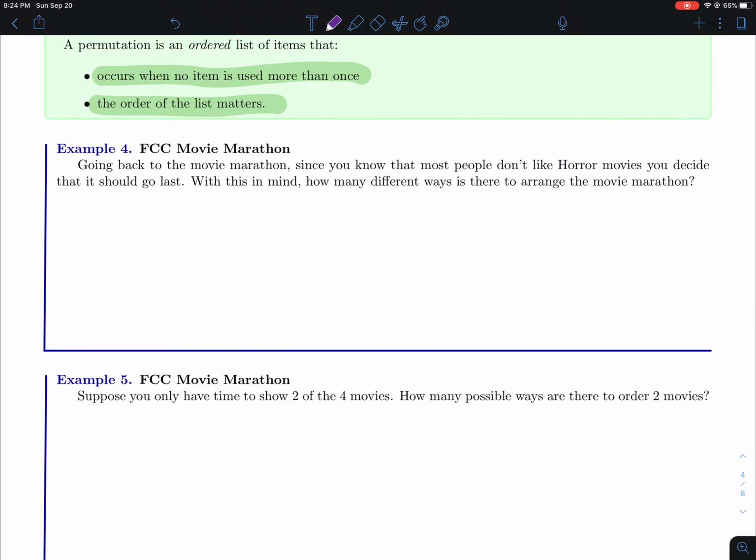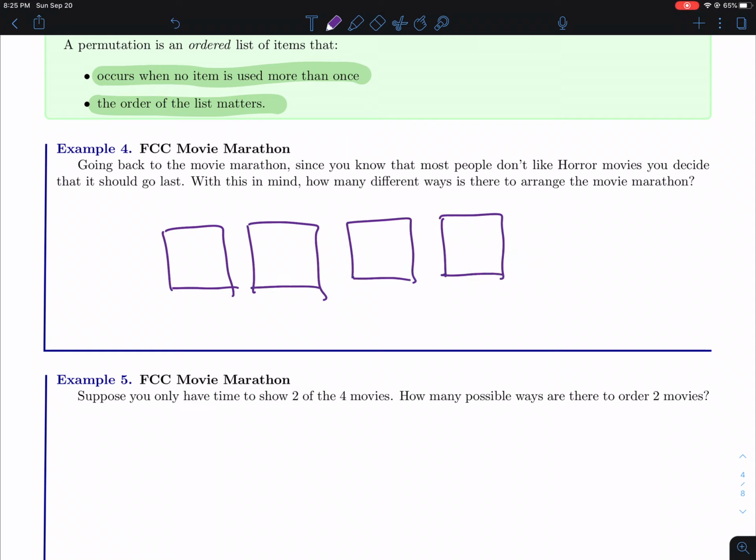In this case, since we know people sometimes don't like horror movies, we decided it should be the very last movie that we play. So with this in mind, how many different ways are there to arrange those other 3 movies? Again, I'm going to do it the same way. I'm going to lay out my different time slots. There's 6 o'clock, 8 o'clock, 10 o'clock, midnight. But in this case, since I've decided the horror movie's going last, I'm just going to stick it in there. And so that choice has already been made.